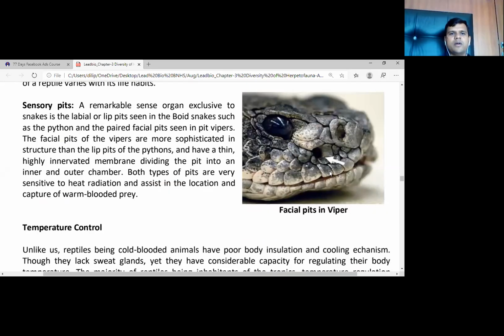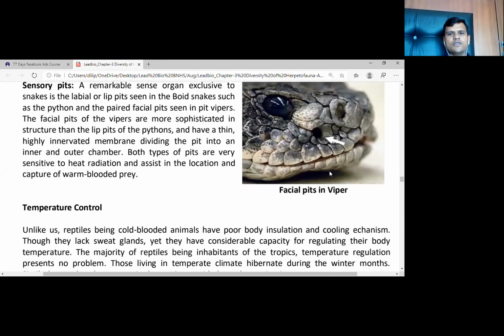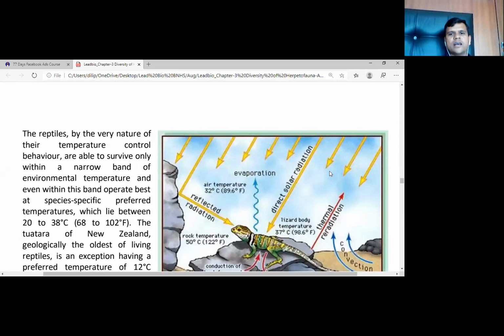Facial pits in viper. Again, different animals have different sensory organs. Some have this flickering tongue. Vipers have this pit, like a hole, through which it senses the smell, or senses its prey or its food. So different animals have very different kinds of sense organs. If somebody wants to ask anything in between, we can ask.